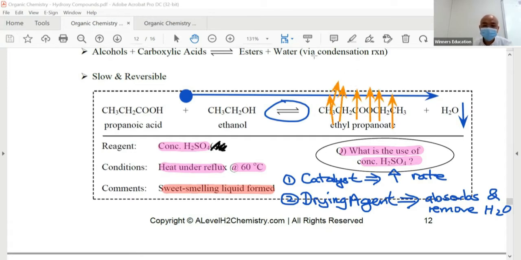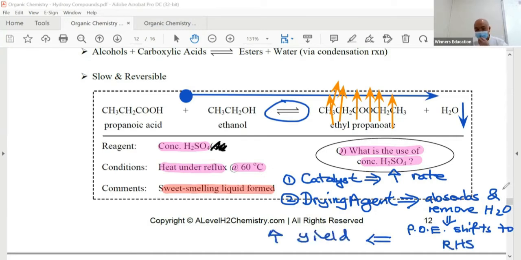Increase the yield. When you remove the water, the position of equilibrium shifts to the right-hand side. What this means is basically you increase the yield of your ester, which is important as a chemist, because my boss will always say, give me my product. So you must give a lot and give very fast. So you use concentrated H2SO4, it serves the purpose. Okay? Both done. It increases both the rate and the yield.